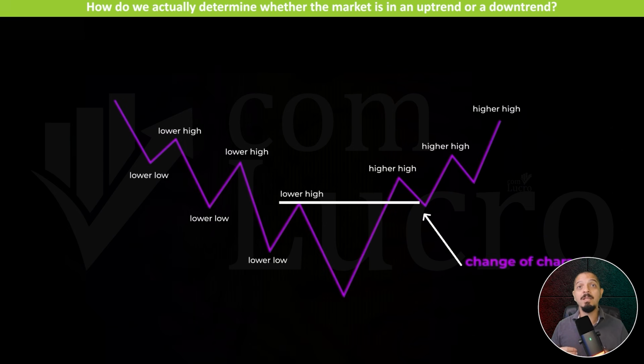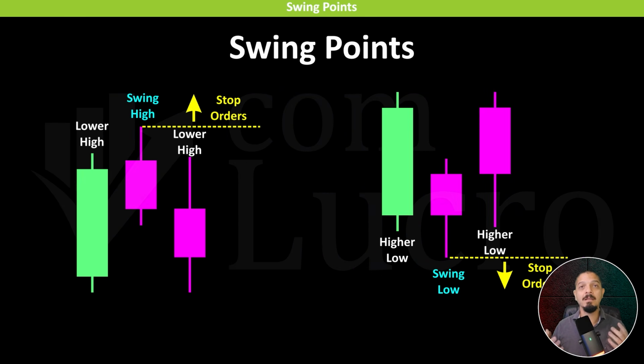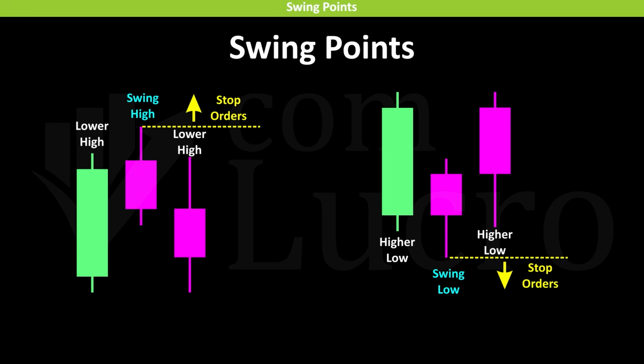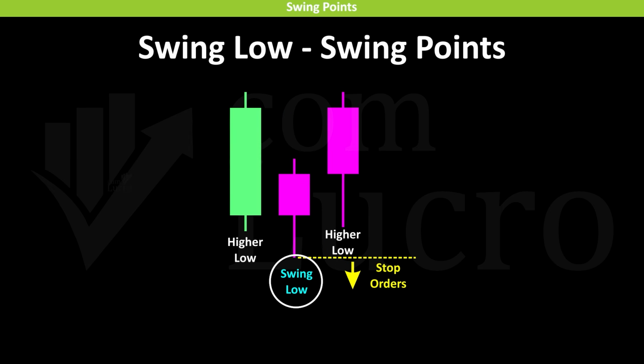It is built from individual price movements on the chart. This brings us to the next concept. What are swing points, and how do they relate to liquidity? Swing points are defined as either swing highs or swing lows. To identify a swing point, we use a three-candle structure. In a swing high, the candle in the middle has a higher high than the candle to the left and a higher high than the candle to the right. In a swing low, the candle in the middle has a lower low than the candle to the left and a lower low than the candle to the right.